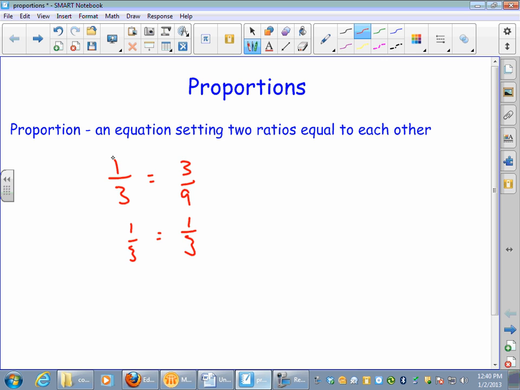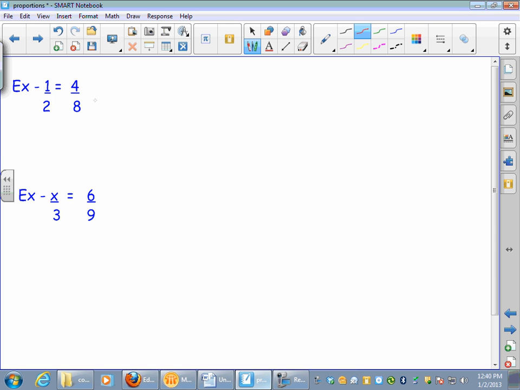The way you actually read a proportion, you say 1 is to 3 as 3 is to 9. That's the way it's read. And you're just saying that they're equal to each other. That's it. So this first example is going to show you a lot of different ways that you can check to make sure these are actually proportional, that they're equal to each other.